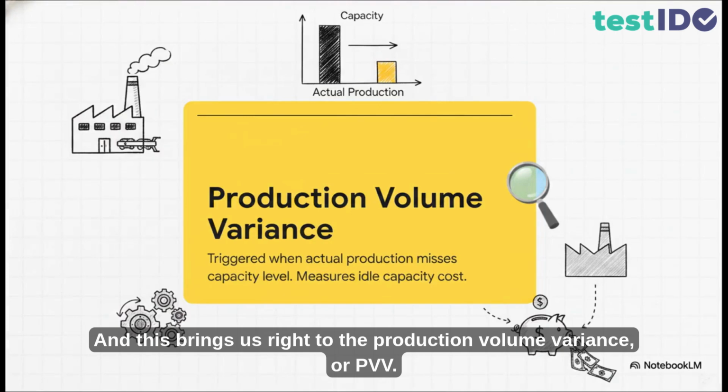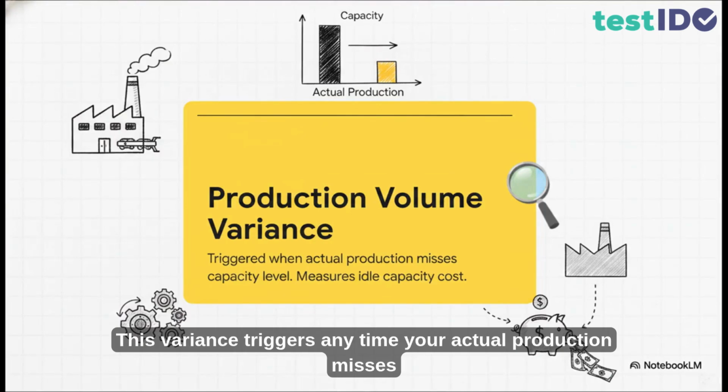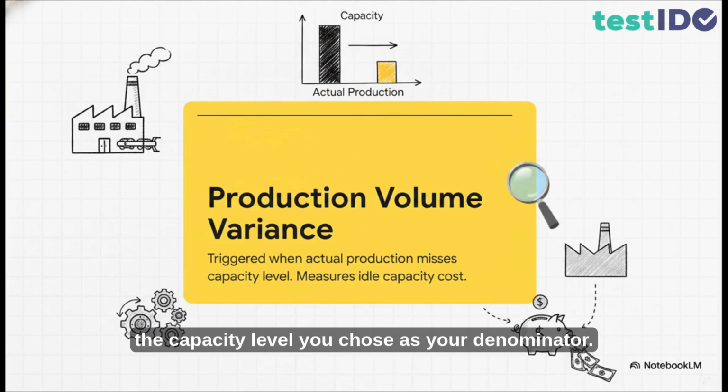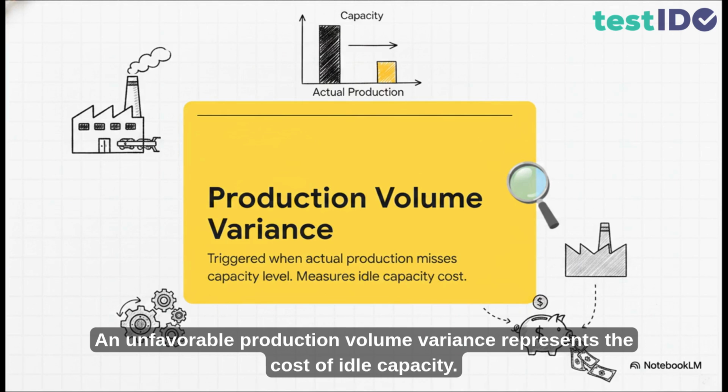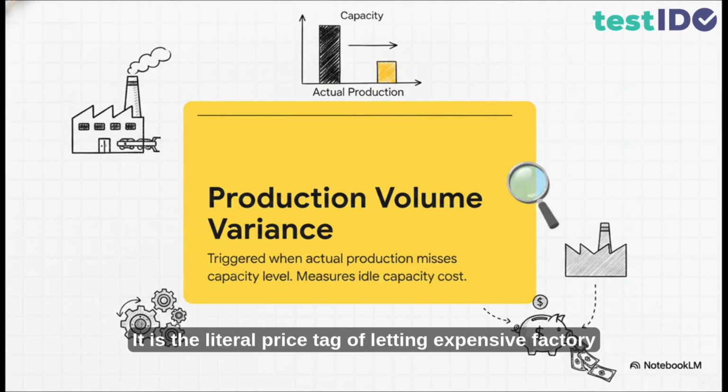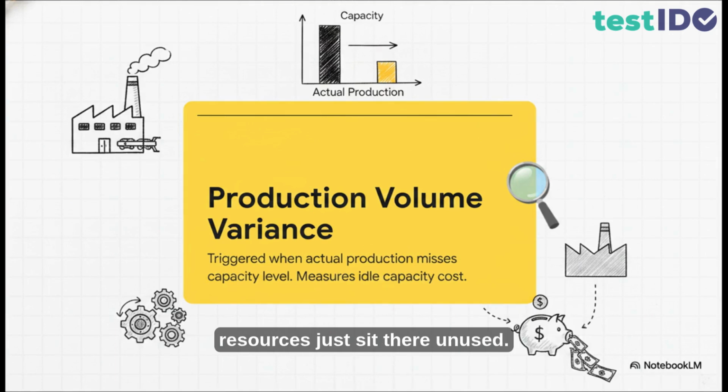And this brings us right to the production volume variance, or PVV. This variance triggers any time your actual production misses the capacity level you chose as your denominator. If you produce less than your chosen capacity, you're going to have underapplied overhead, and that results in an unfavorable PVV. For the exam, you absolutely must remember this translation. An unfavorable production volume variance represents the cost of idle capacity. It is the literal price tag of letting expensive factory resources just sit there unused.